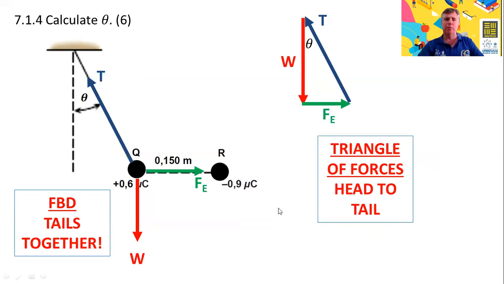Okay, just a reminder again, in a free body diagram, the tails are together, but all the forces are applied to charge Q. But in the triangle of forces, you do it head to tail. And it's a closed triangle, which tells you there's no resultant or net force on Q.